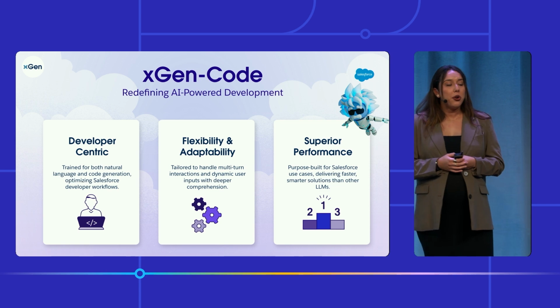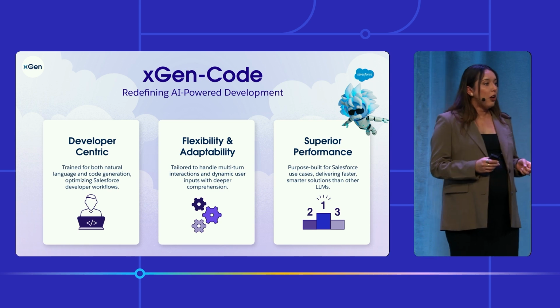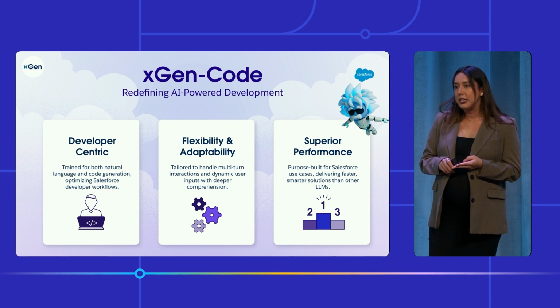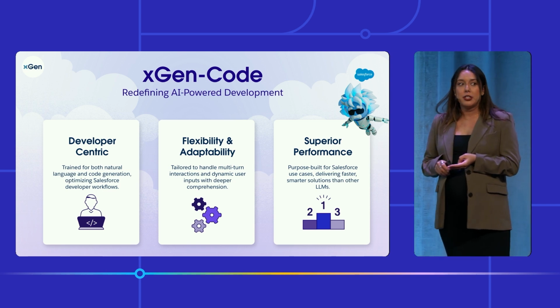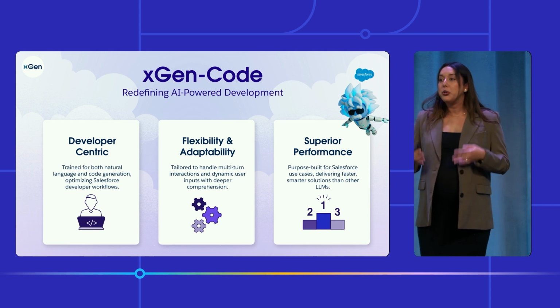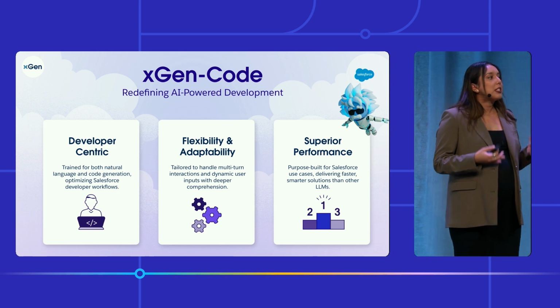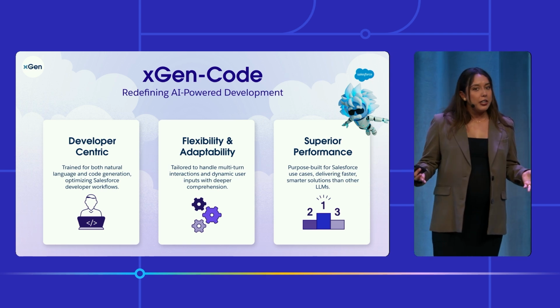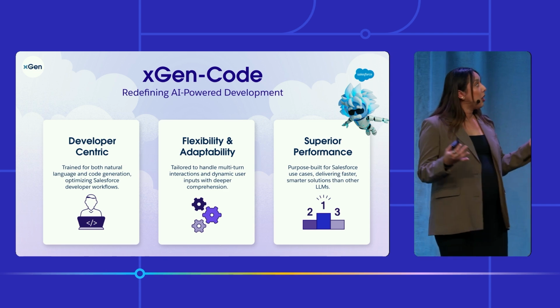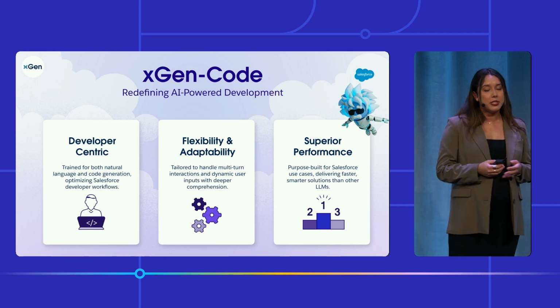XGen Code, the model, is great for deeper understanding use cases, multi-turn responses, and dynamic conversations, such as a chat feature that evolves based on user input. This model is flexible. It's also trained on Salesforce-specific data. It's developer-centric, and it has superior performance compared to other LLMs.